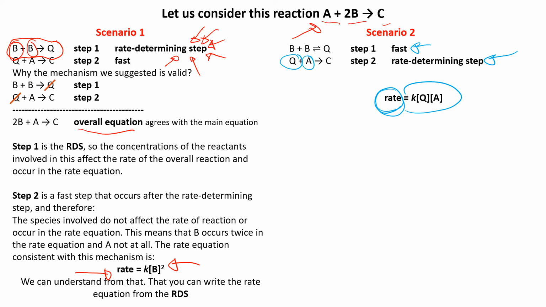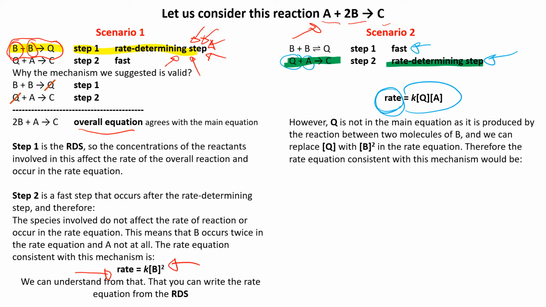So you can observe that in scenario number 2, we cared a lot about step 2. Why? Because it is the rate determining step. But in scenario number 1, we cared a lot about step number 1. Why? Because step number 1 is considered to be the rate determining step.